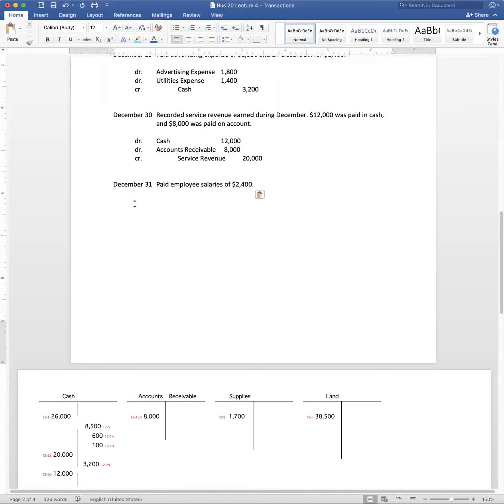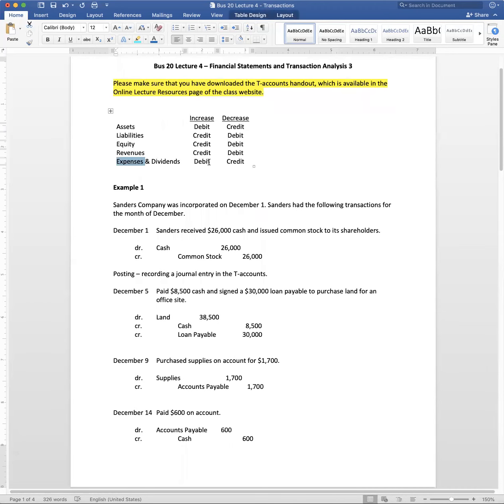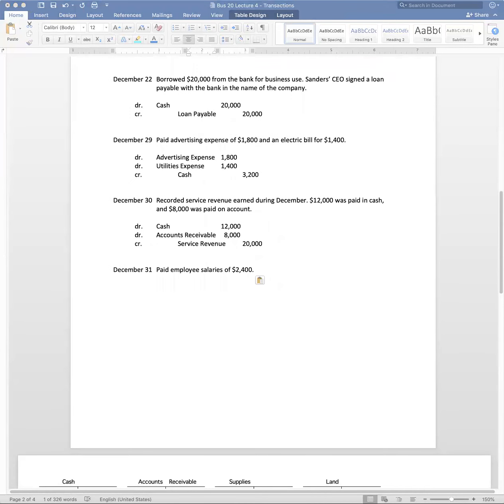So here first, on December 31st, they paid employee salaries of $2,400. Okay, so they're paying employee salaries. Employees get paid after they work. So they've already worked, we've already received the benefit of their work. We've used it. That means we have an expense. So we're going to have a salary expense of $2,400. And expenses increasing, that's going to be a debit. So we're going to have a debit to salary expense of $2,400.